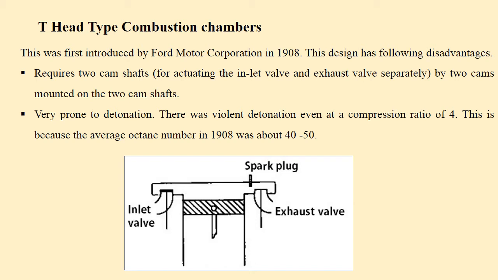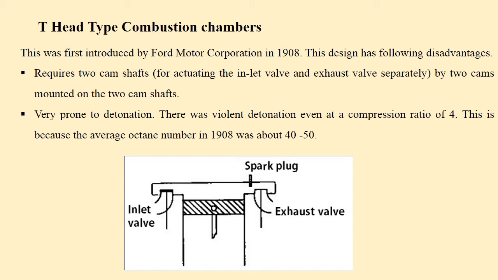There was violent detonation even with a compression ratio of 4. If we use such a chamber, the compression ratio is limited to 4. Because of that, the fuel available during that period also had an octane number of 40 to 50. That is also a limitation during those earlier days.